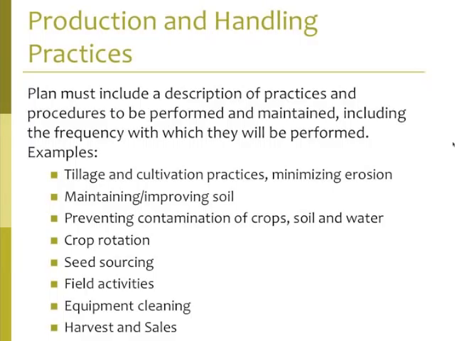The first item the regulation requires is a description of your practices and procedures. This description allows the certifier to evaluate compliance with the regulation and includes practices such as tillage and cultivation, how you maintain and improve soil quality, and how you prevent contamination of crops, soil, and water. The plan also must include a description of what crops you will produce and your plans for crop rotation, seed sourcing, cleaning equipment, harvesting, sales, and other applicable activities. I'll touch on a few of these production and handling practices and what's required by the regulation for these practices.